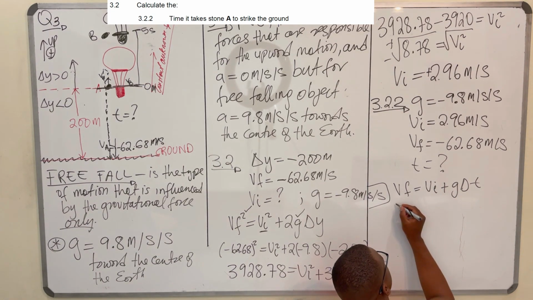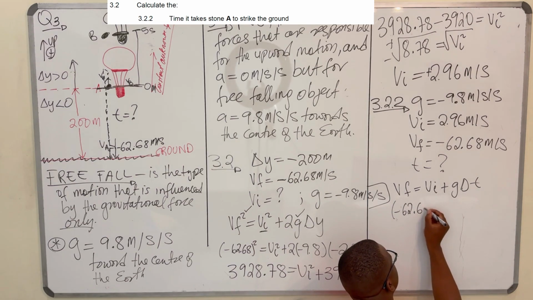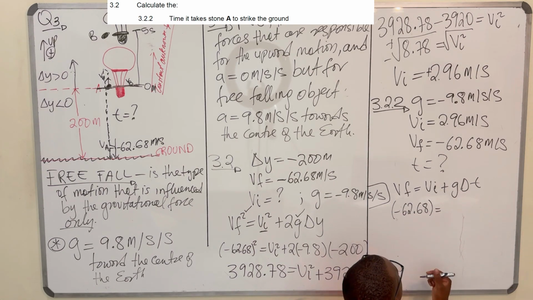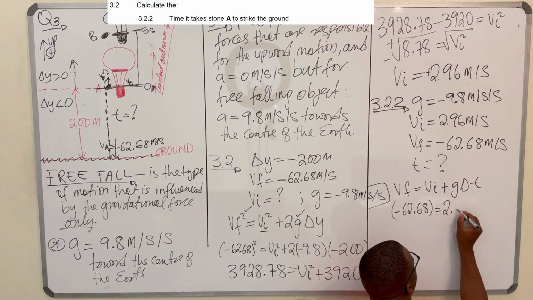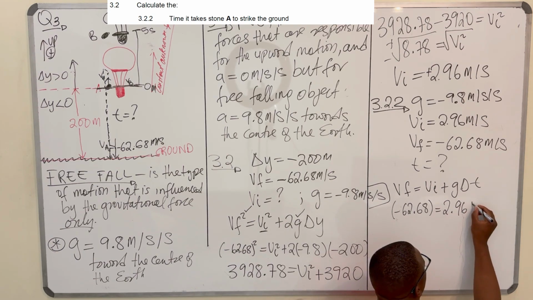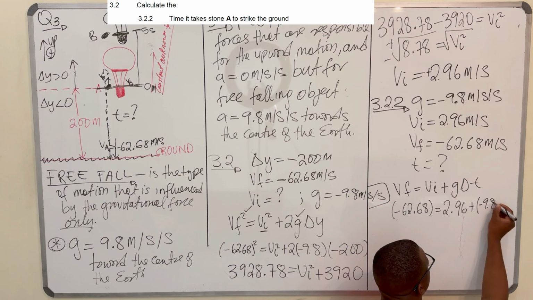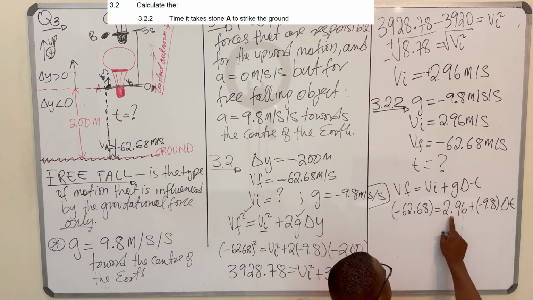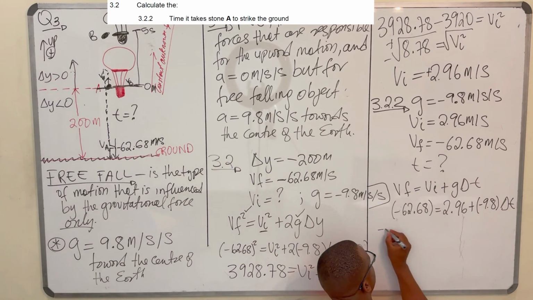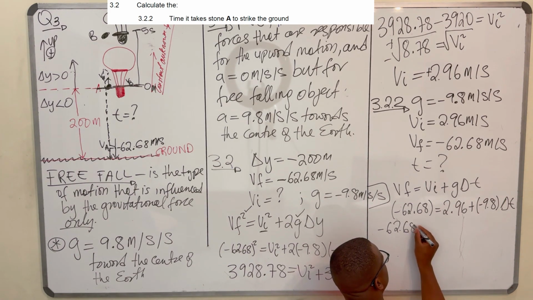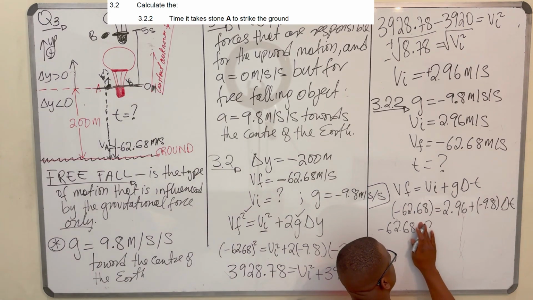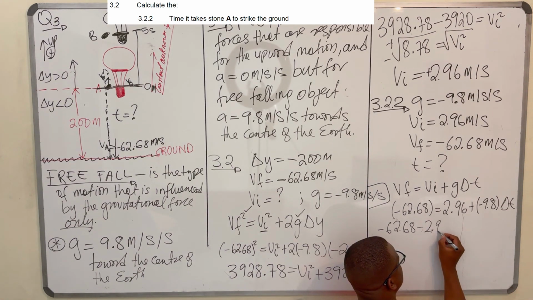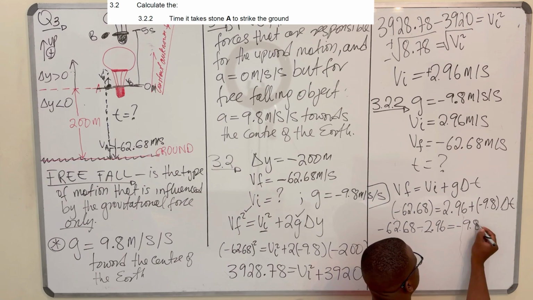What is your final velocity? It's minus 62.68. It's equal to Vi, which is the initial velocity, 2.96, plus negative 9.8 delta T. So now we solve for our time. We transpose this to the side. So we have minus 62.68 minus 2.96 equal to minus 9.8 delta T.